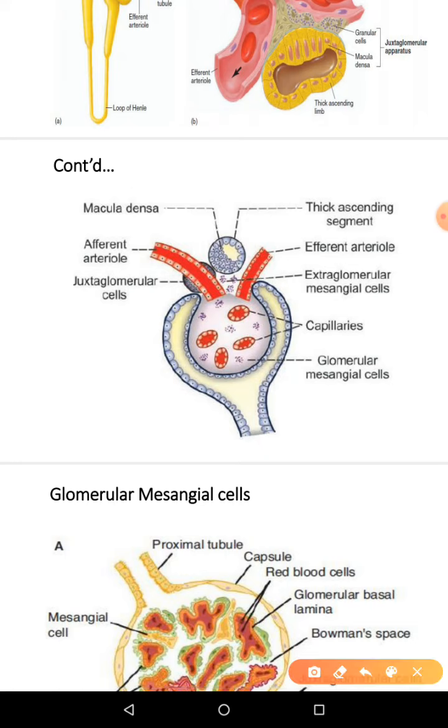juxtaglomerular cells. So we can also look at this from this view. We have the macula densas, we have the juxtaglomerular cells, which are called JG cells, which secrete renin, and then we have the extramesangial cells. But it's important to note that you should not confuse these with the mesangial cells which are found within the glomerulus. These are called intraglomerular mesangial cells. They are not really part of the juxtaglomerular apparatus, but you are going to see that they regulate the filtration rate, which we call the glomerular filtration rate.